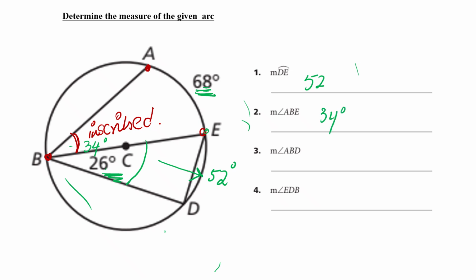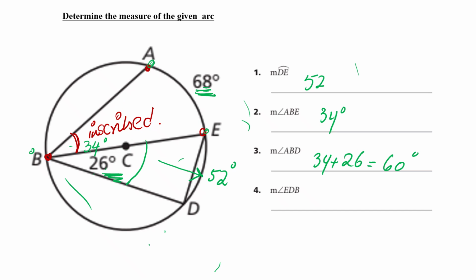Now they are asking us to find out angle ABD. Okay, so where is angle ABD? So this is A, this is B, and this is D. It means the total of this angle. So total angle is, if this is 34, this is 26. So you have to add them. 34 plus 26 gives us 60 degree. Okay, let me erase everything to show you the other part.